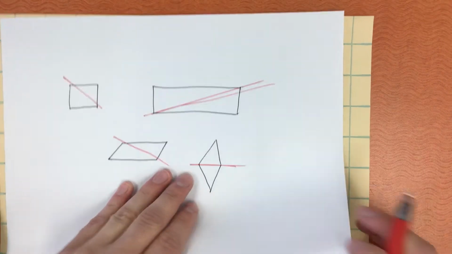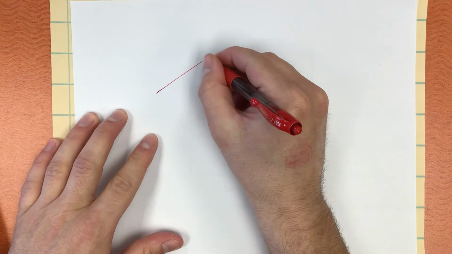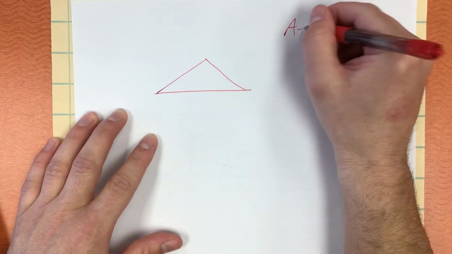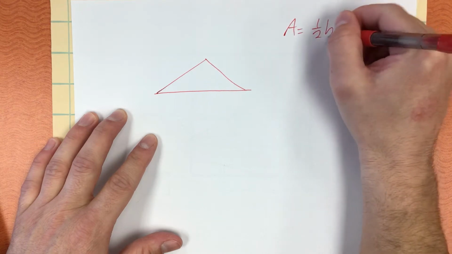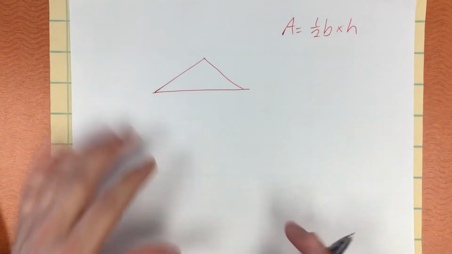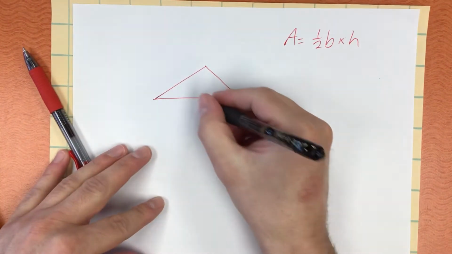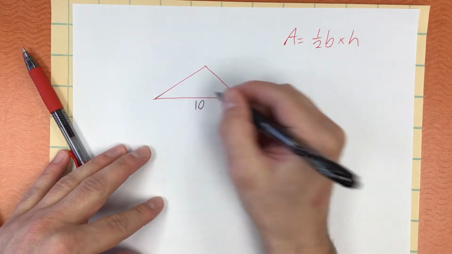Okay, so let's try it again with another triangle here. Let's say I have this triangle like this. 1/2 the base times the height. Area equals 1/2 base times the height. All right, so my base on this one, I'm going to say is 10.